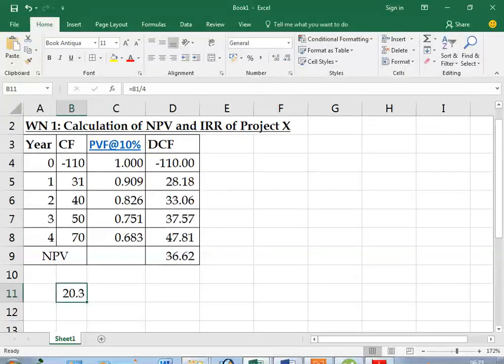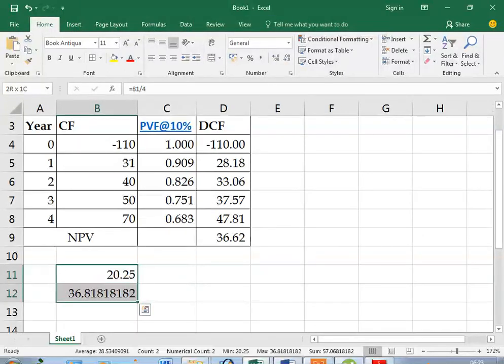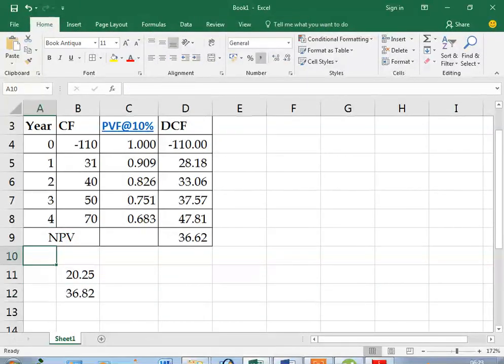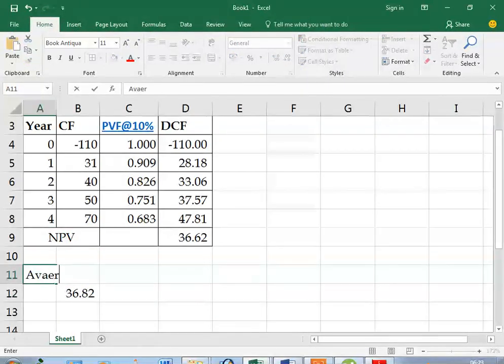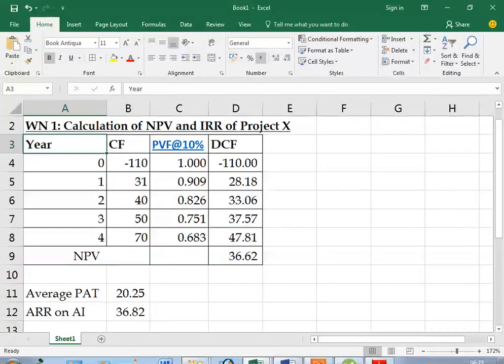81 total, averages 20.25, and my ARR is 20.25 on 55. ARR on average investment: average profit, average PAT, is 20.25, and ARR on average investment is 36.82. So somewhere the answer according to this theory is going to be closer to 24%.